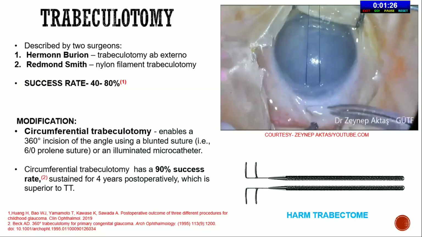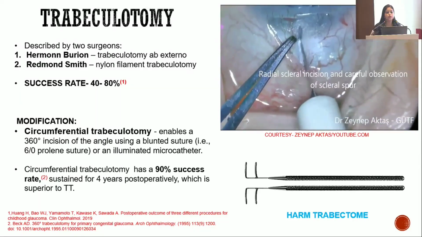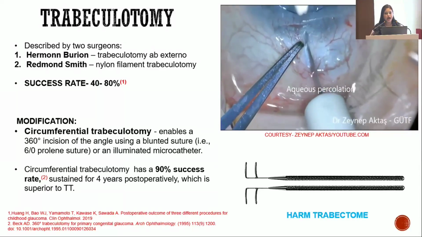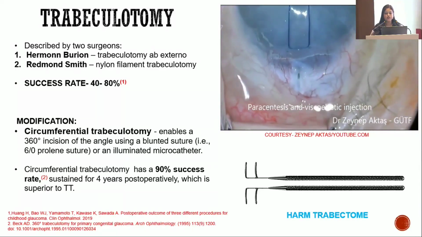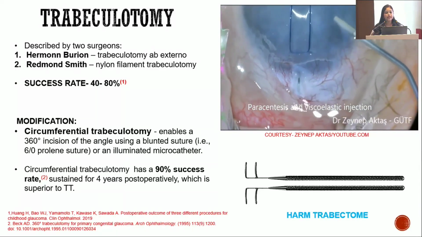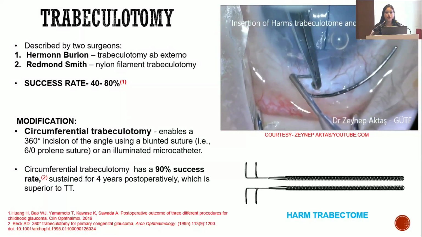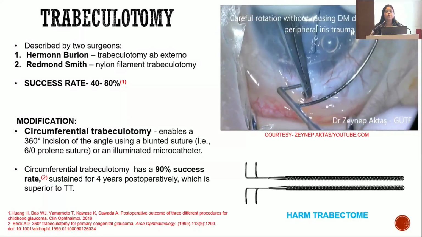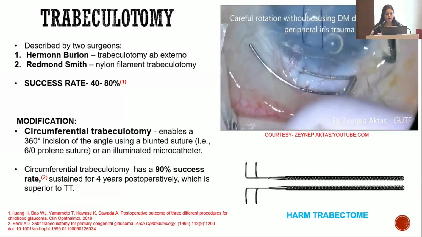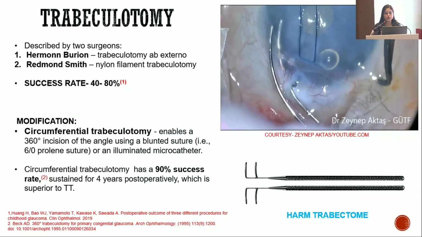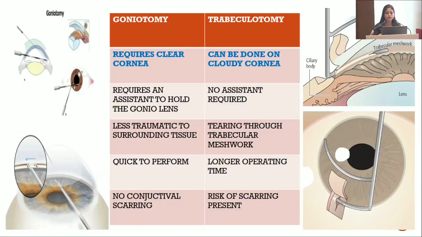Next one is trabeculotomy, independently described by Burian and Smith. Here, after making a partial thickness scleral flap, Schlemm's canal is identified. Then with a trabeculotome, we insert it into the AC and rotate anteriorly. Similar thing is done on another side, thus opening up to 180 degree of Schlemm's canal. It can be modified to do a 360 degree trabeculotomy, which has better success as compared to 180 degree.